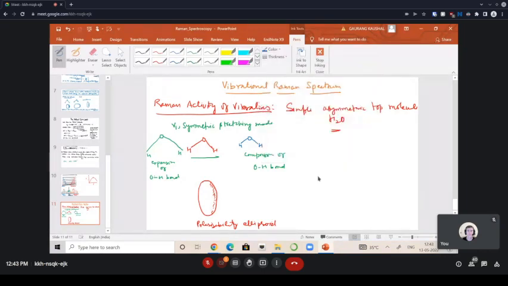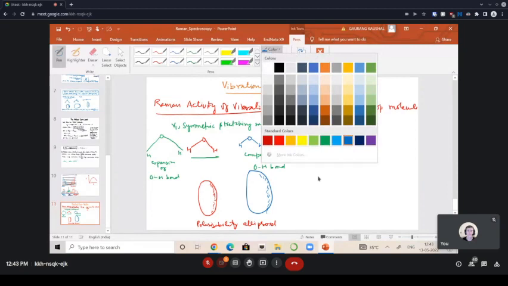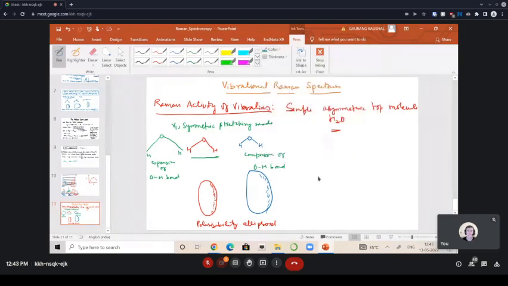During the compression, what happened? This polarizability ellipsoid will be slightly bigger in size. The shape is going to be the same, but the size will be bigger. Again, in the case of the expansion of this bond, this polarizability ellipsoid is like this, slightly smaller in shape.